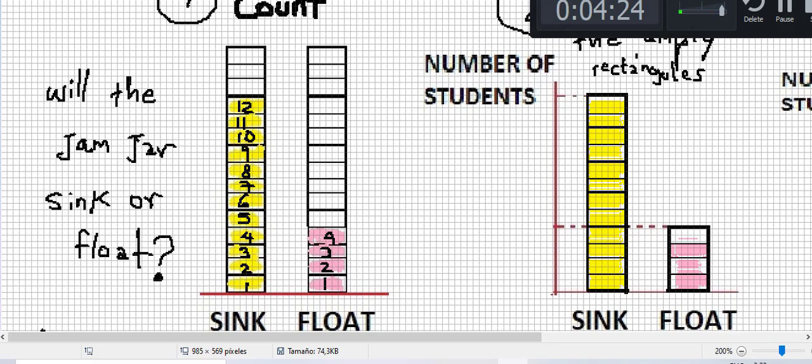And write with the pencil the number of each one. In this column, you have four students with this opinion, with this prediction, and in the yellow bar, you have 12 students with this opinion.